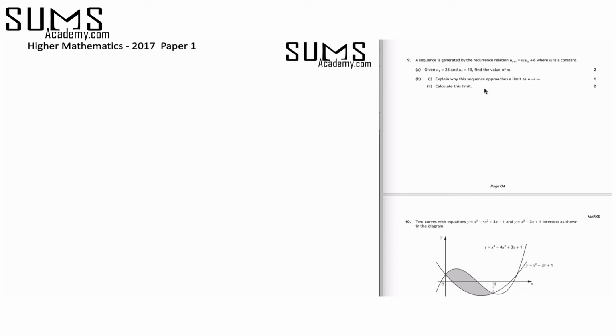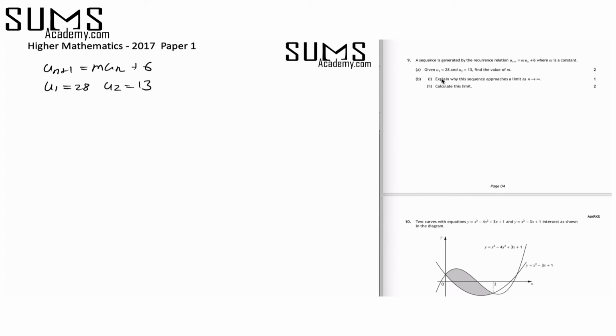So question 9. A sequence is generated by the recurrence relation u_{n+1} = m u_n + 6, where m is a constant. Given that u1 equals 28 and u2 equals 13, find the value of m. So what we first need to do, you need to state explicitly where you're getting your results from. Otherwise, if you don't interpret the information, you don't get the first mark. So let's write everything down. So u_{n+1} equals m u_n + 6, where u1 equals 28 and u2 equals 13.